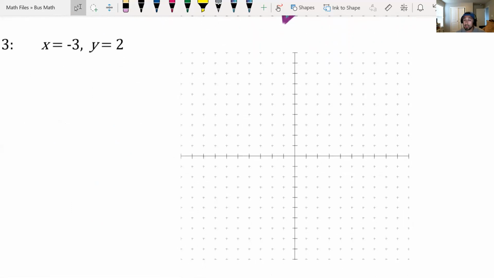So let's start with x equals -3. All we have to look for is -3 on the x-axis. So 1, 2, 3. There's x equals -3. And x equals -3 is a vertical line. So I'll go ahead and draw that.